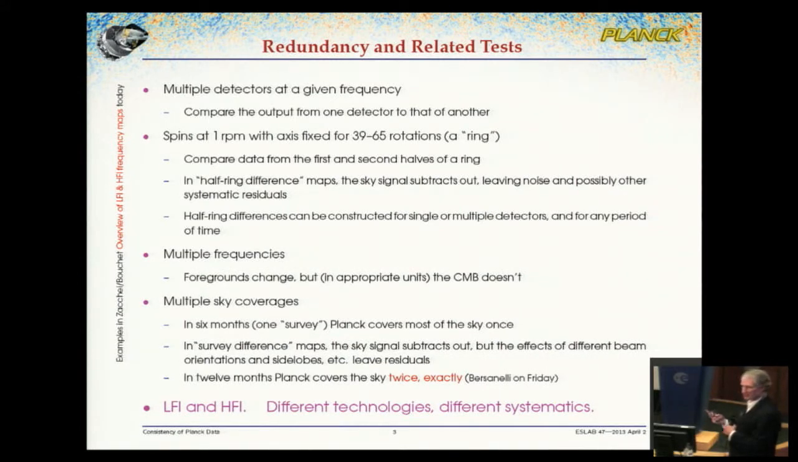Then we have multiple coverages of the sky. In 6 months, loosely called one survey for convenience, Planck covers most of the sky once. It's about 85% in 6 months. It's because we steer the spin axis on a cycloid 7.5 degrees so that all of the feeds cover the pole eventually. In survey difference maps, the sky signal subtracts out, but the effects of different beam orientations and side lobes leave residuals, so we have a test there. In 12 months, Planck covers the sky twice exactly. Marco will talk about this on Friday and show how these coverages line up.